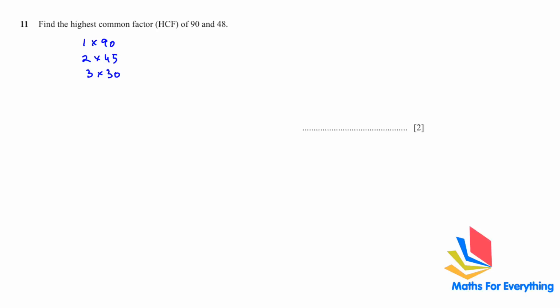90 is not divisible by 4, so we'll divide by 5. 5 times 18. 6 times 15. And 9 times 10.